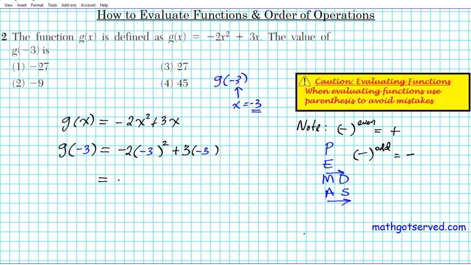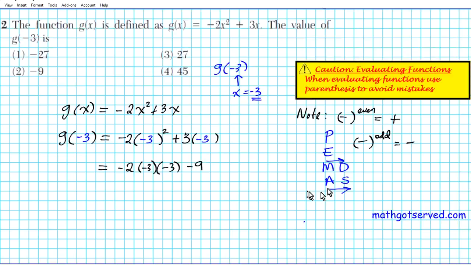So we have negative 2. Now, what is negative 3 raised to the second power? Negative 3 raised to the second power is positive 9. How so? Negative 3 squared, just think about it as negative 3 multiplied by negative 3. Okay? And then we have positive 3 multiplied by negative 3. Remember, whenever you're multiplying different signs, you always end up with a negative. Okay? So we have negative 9 here.